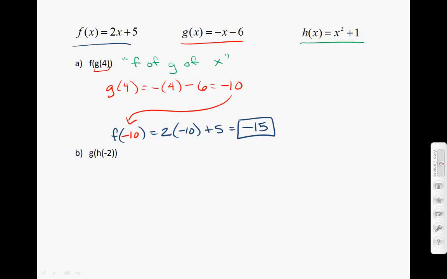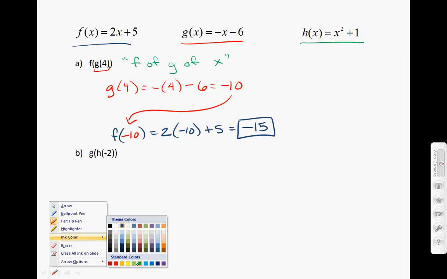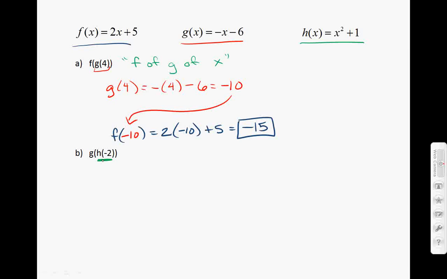So let's try the next one. G of h of negative 2. I'm going to start by evaluating h of negative 2. I'm going to ignore the g function for a second. H of negative 2 would be negative 2 squared plus 1. Remember, if you're squaring negative 2 on your calculator, you need to be sure that you put parentheses around negative 2. So h of negative 2 is positive 5.